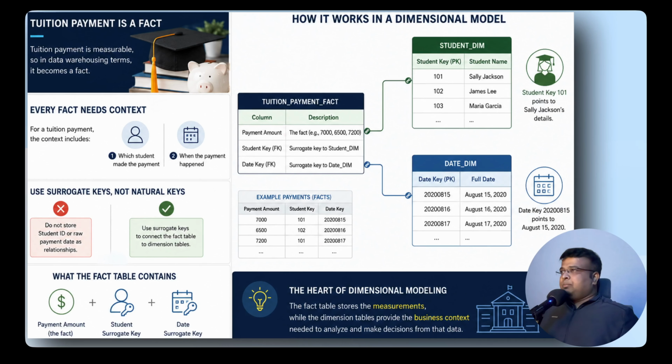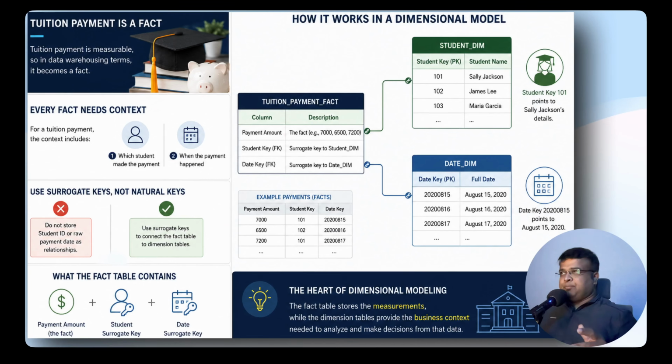A tuition payment is clearly something that is measurable. So, in data warehousing terms, it becomes a fact. That means we might create something called a tuition payment fact table. Just like we often suffix the dimension table with something like underscore dim, it is also common to label fact tables clearly, maybe as underscore fact, so they stand out immediately in the model.